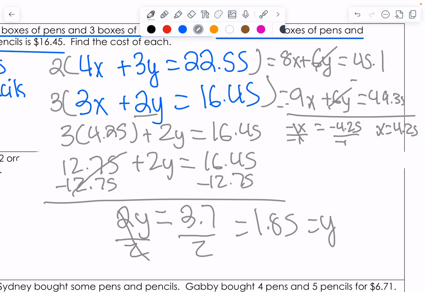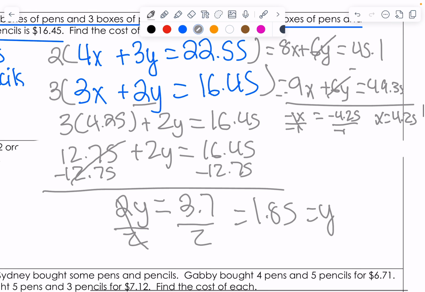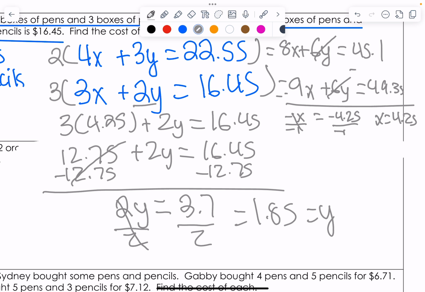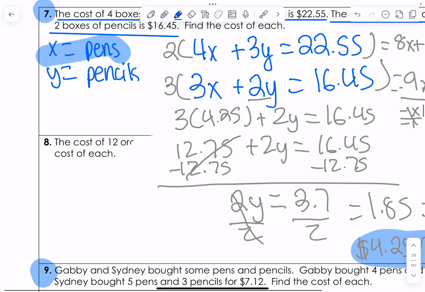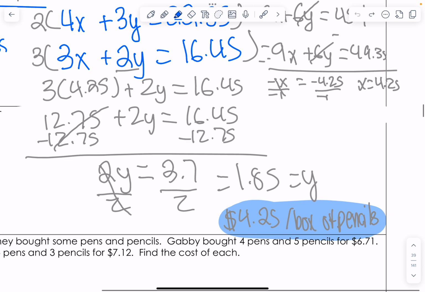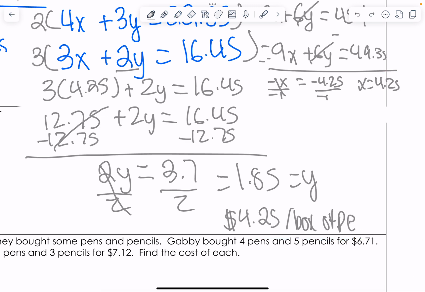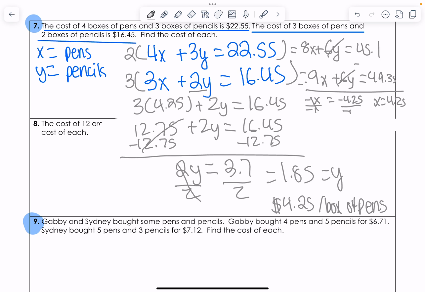So let's quickly restate our answer. The cost per box of pens is $4.25 per box, and that's my answer for x. Boom, boom. Finding the cost for my, oh no, I wrote pencils. I meant pens. And the cost for my pencils we just found was $1.85. So I have $1.85 per box of pencils. And that, ladies and gentlemen, is my complete answer.